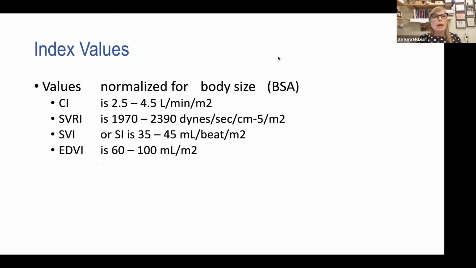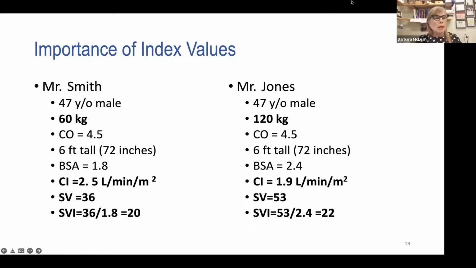Okay. And then we talk about our indexed values. So index values are cardiac output indexed to the body surface area. Systemic vascular resistance, indexed to the body surface area. Stroke volume index is the stroke volume indexed to the body surface area. And EDVI is the end diastolic volume, which requires a special advanced catheter, indexed to the body surface area.